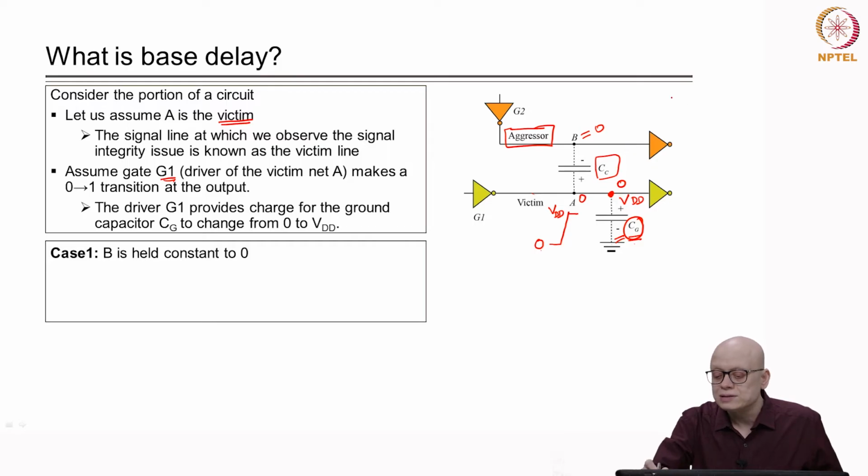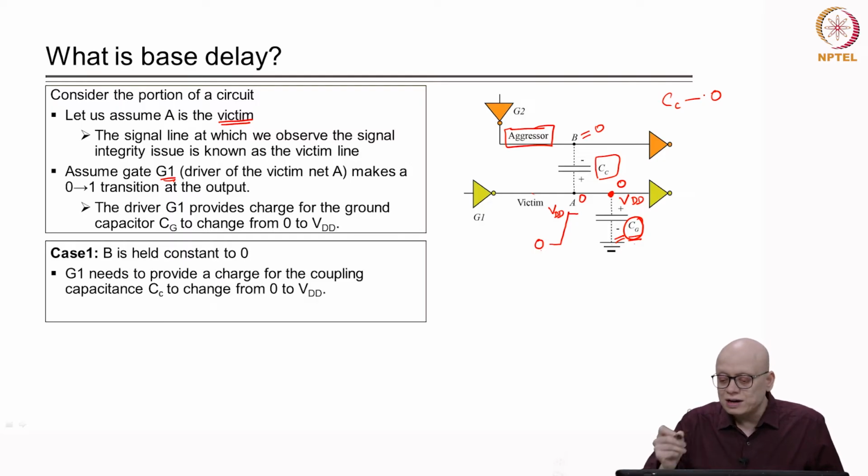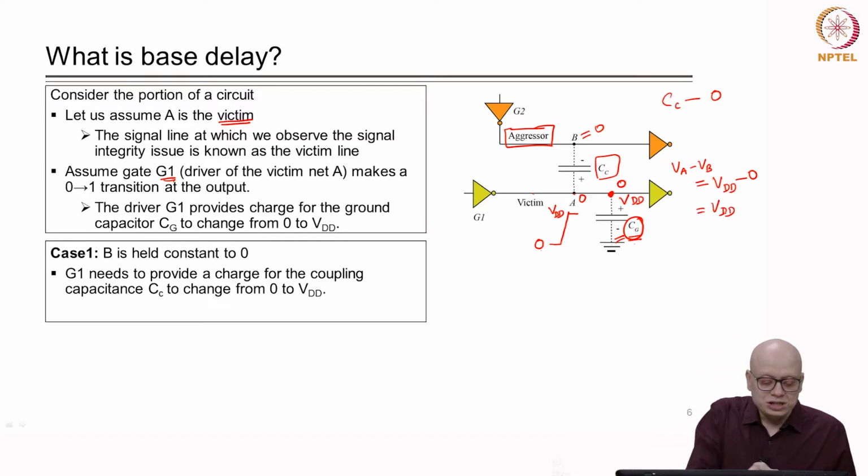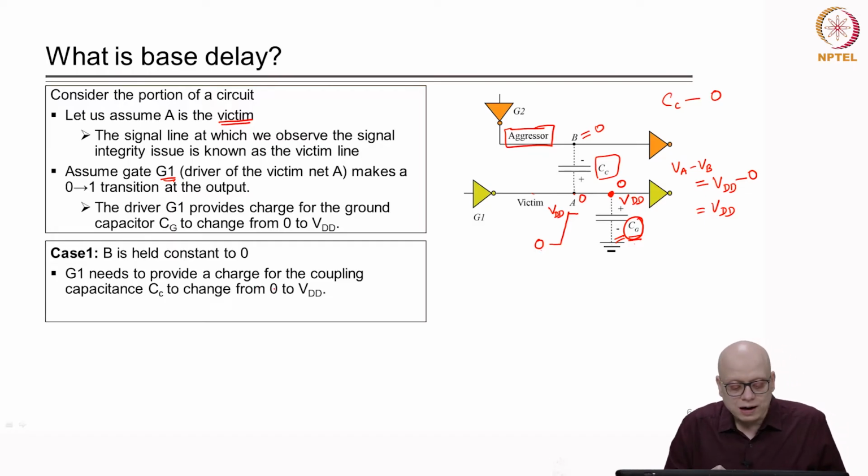Initially the capacitor CC was 0. What is the voltage across this capacitance, between VA and VB? The voltage across this capacitor CC is VA minus VB. Initially it was 0, and finally VA changed to VDD while VB remained constant at 0. So VA minus VB is equal to VDD. So G1 needs to provide a charge for coupling capacitance CC to change from 0 to VDD.